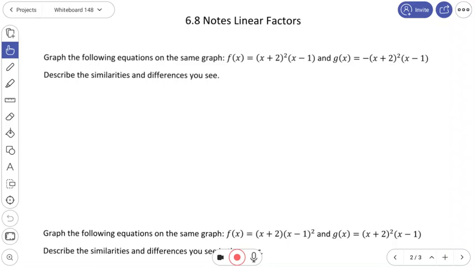Hi everyone. Okay, let's talk about linear factors of a polynomial function.